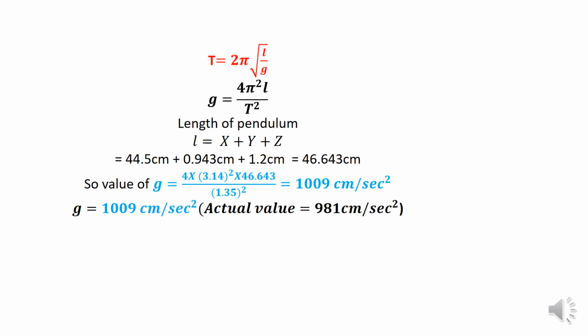1009 centimeter per second square. That is a CGS unit, because all the values we have taken are CGS values, either in centimeter or in seconds. So the actual value of G is 981 centimeter per second square. So some error is there, right? You can calculate the error if you want. That error can be calculated also. So the value of G will be 1009 centimeter per second square. Thank you.